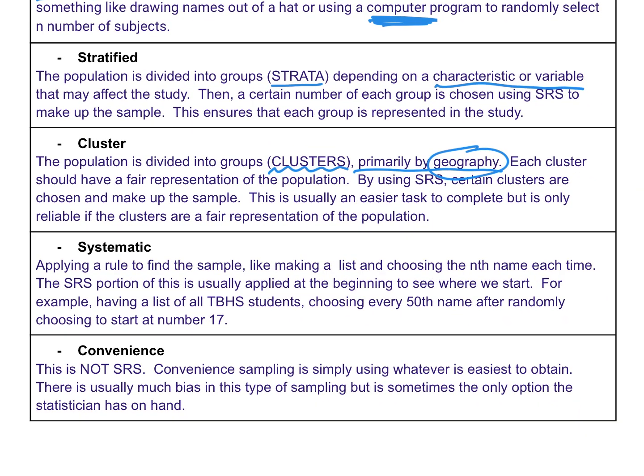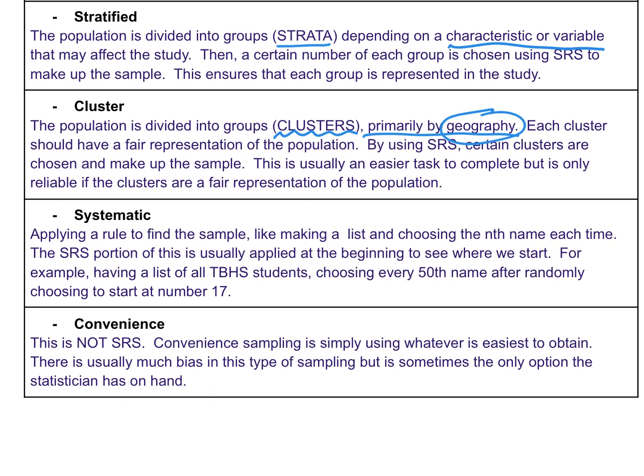One thing too here, it says, this is usually an easier task to complete, but is only reliable if the clusters are a fair representation of the population, okay? So that's where we get into the bias, okay? There's bias in everything. So like, let's go back to my example of sending the survey to all of the students that are in history class right now, okay? It's not necessarily going to be a fair representation because some students might have not taken history. They might not have it on their schedule this year. So there might be some bias in that, okay? So just think of when we're talking bias that there is bias in pretty much everything, okay?